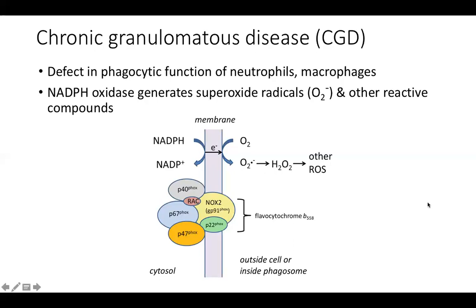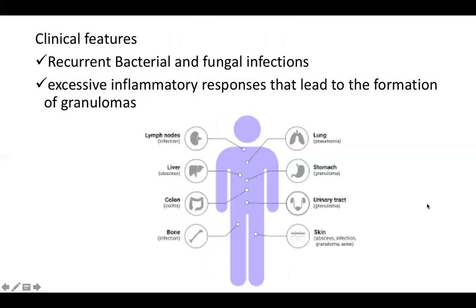So again, phagocytes कौन से infection कराएगा? Bacteria, fungus, recurrent bacterial, recurrent fungal infections. So you have enlarged lymph nodes मिलेगा, lungs में pneumonia, liver abscess, stomach में granuloma. So excessive inflammatory responses, basically the cells are coming, they are unable to kill, more cells are coming, more inflammatory response, more consumption is happening, digestion is not happening. All that leads to formation of granulomas.